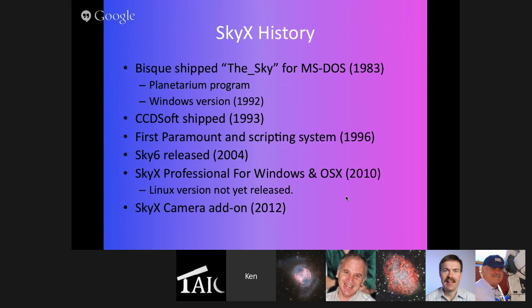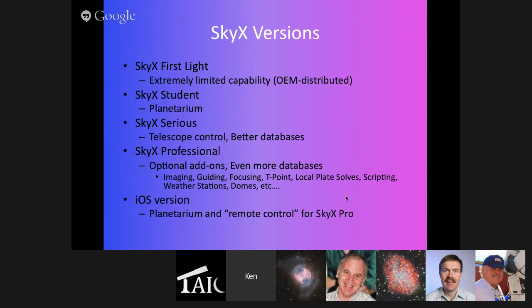In addition to different versions over time, there's different versions for sale. And this gets complicated too. So, for instance, First Light Edition is basically a throwdown. It's given away with different mounts as a beginner's planetarium program. And it's quite limited. The Student version is actually a very nice planetarium program. Serious adds telescope control and observing lists and things like that, more sophisticated lists and databases. Now, when you get to Professional, things get more interesting.